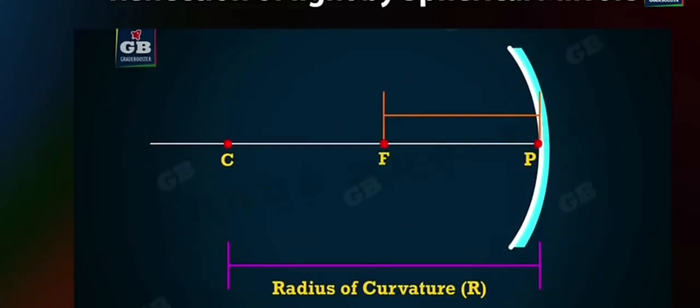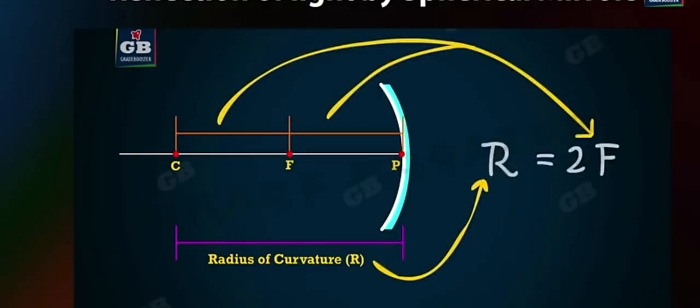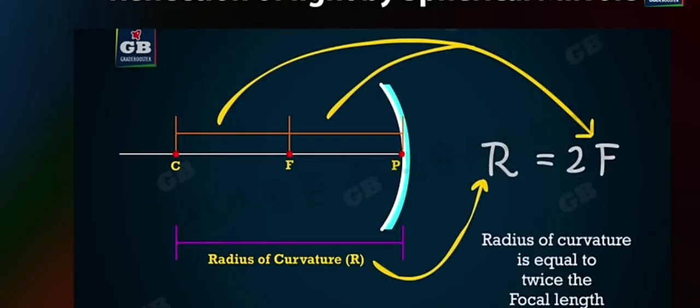The relationship between the radius of curvature R and the focal length f of a spherical mirror is as follows. For spherical mirrors with small apertures, the radius of curvature is found to be equal to twice the focal length. We write it as R equal to 2f or f equal to R by 2. This means that the principal focus of a spherical mirror lies midway between the pole and the center of curvature.